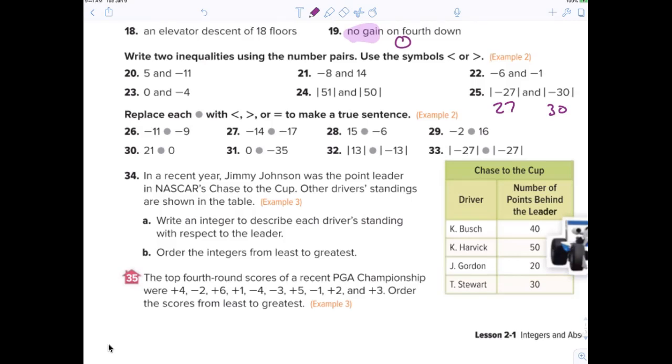Morgan, tell me about the comparison between negative 11 and negative 9. Negative 11 is less than negative 9. Exactly. Thank you very much. 27, Oscar. Negative 14 is bigger, or larger, or greater. Greater? Thank you. Negative 14 is greater than negative 17. 28.